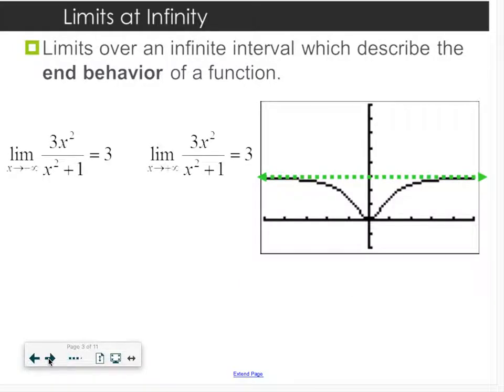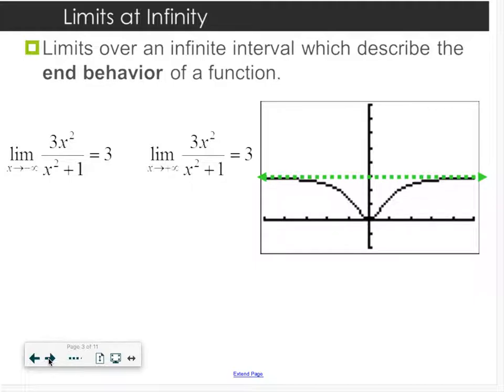Okay, I'm going to throw up this same picture here. So what we're going to do is take limits towards infinity or towards negative infinity. And all that is asking you to think about is what is the ending behavior. If it's positive infinity, what's happening as we go to the end on the right? If it's negative infinity, what's happening as we go to the end on the left?